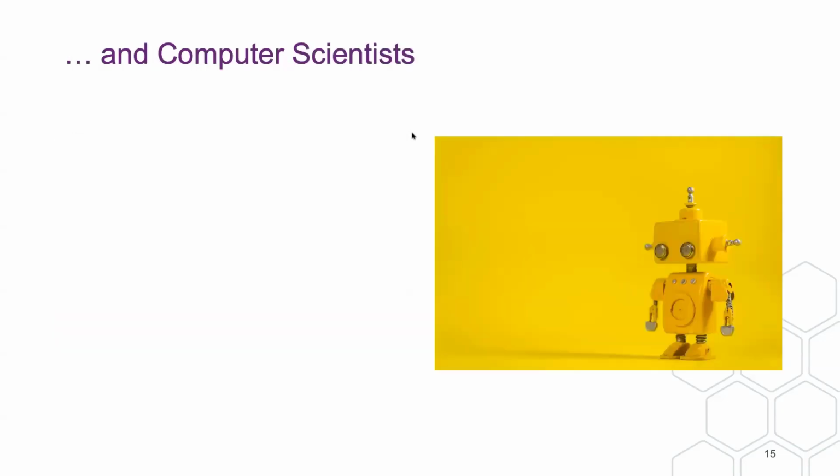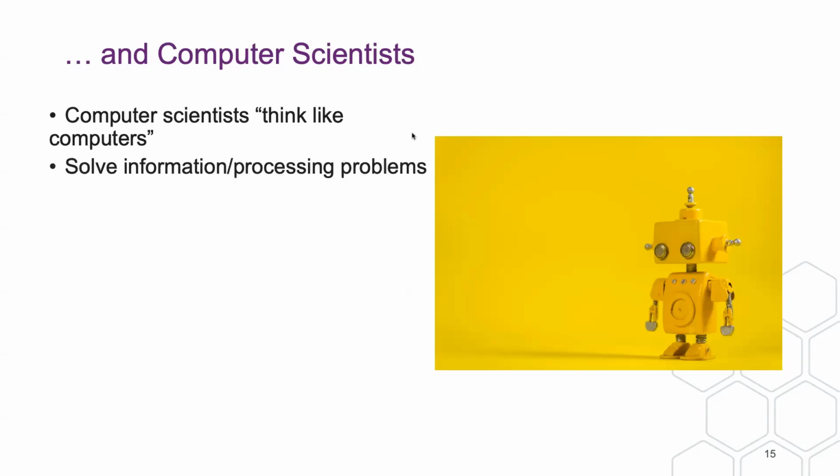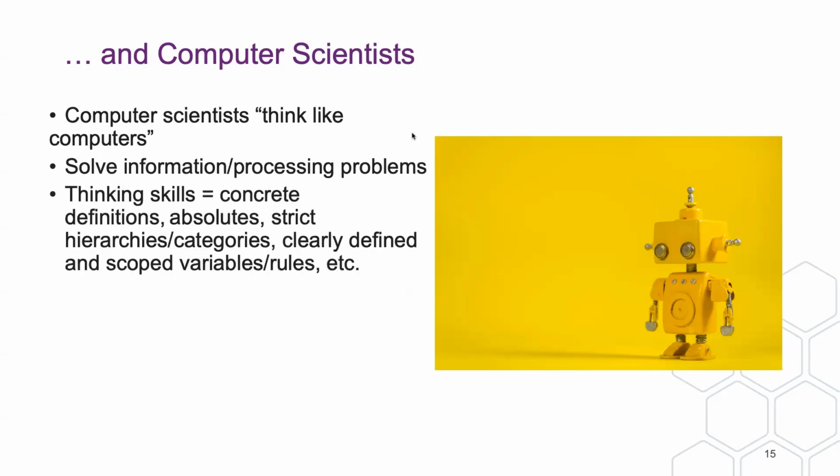And then we have computer scientists. And we're making some big generalizations here, but in contrast to those human type thinking skills that social scientists have, we can say that computer scientists think more like computers. So what I mean by that is that the thinking skills that they have are more along the lines of concrete definitions and absolutes.